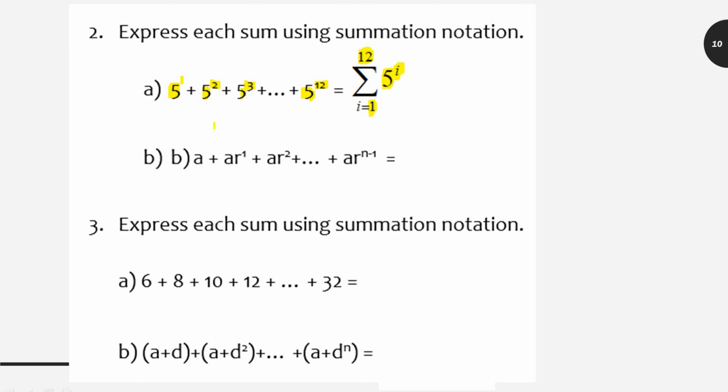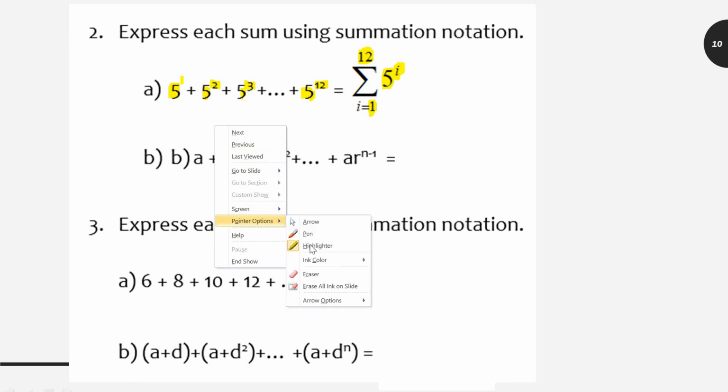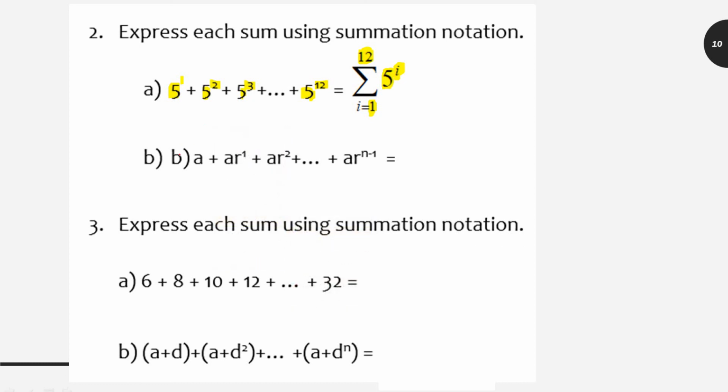Alright, so what about B? B has a typo, sorry. So 2 times... This is the first term and this is the last term. So how do you write it in summation notation? A plus AR power 1 plus AR power 2 plus ... plus AR power n minus 1. This is a bit easy because the general term is already given, but how to write it in summation notation? You try first.